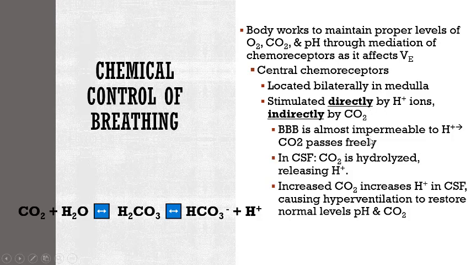So your blood-brain barrier is almost completely impermeable to H+. What does that mean? It means that H+ can't actually make it into your brain, right? So how does it get there? Well, CO2 does cross your blood-brain barrier. It can pass freely through there. So now you have CO2 that's passing into your brain, right? Look down here. It's going to mix with your cerebrospinal fluid. That's going to cause hydrolysis, or it's going to hydrolyze that CO2, right? So all that means is that CO2 is going to mix with water. It's going to make this weak acid, and it's going to dissociate into this bicarb and this H+.